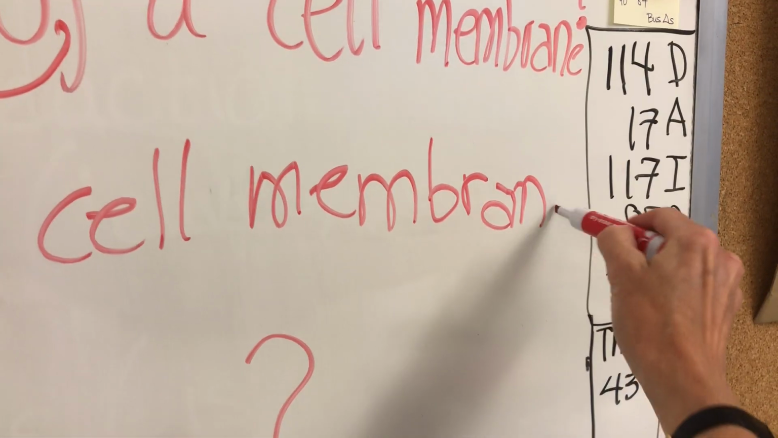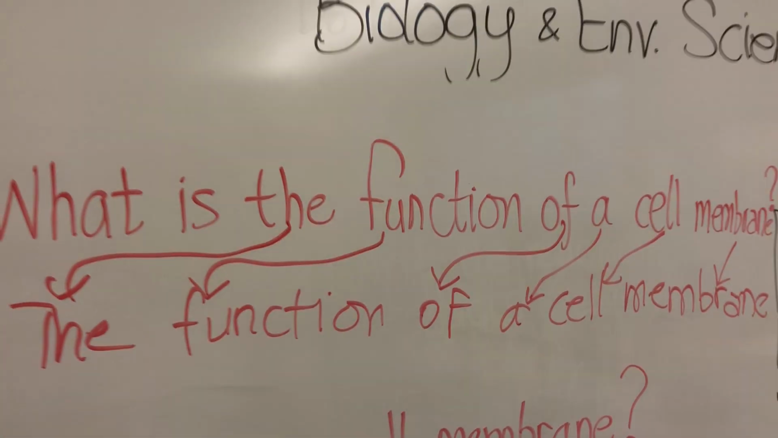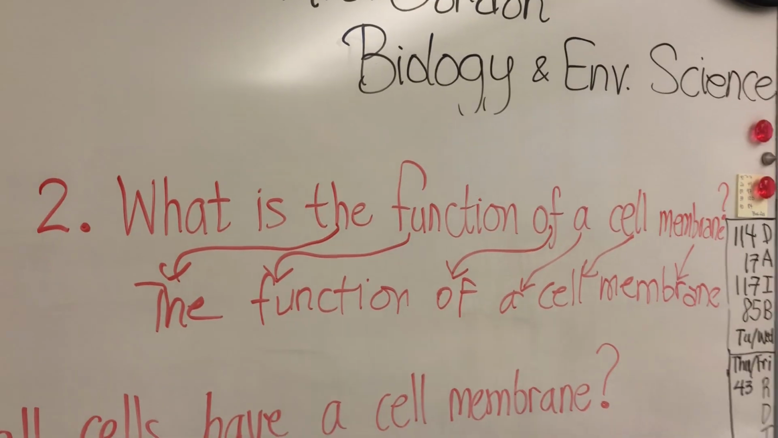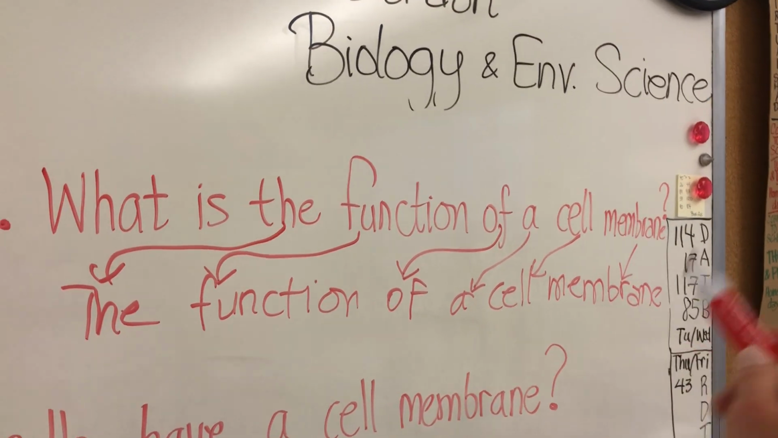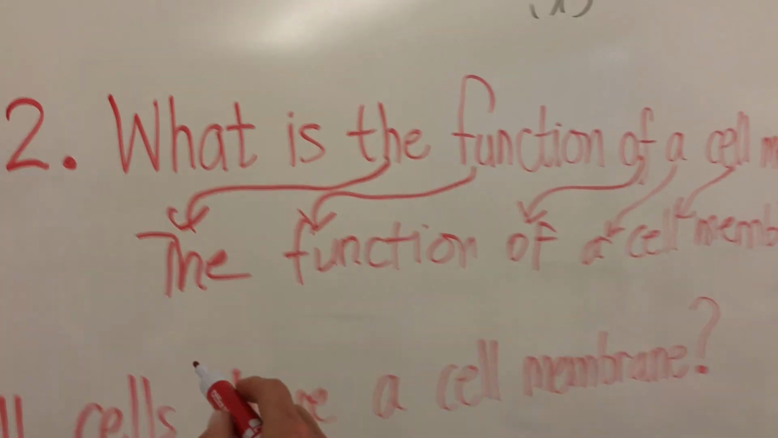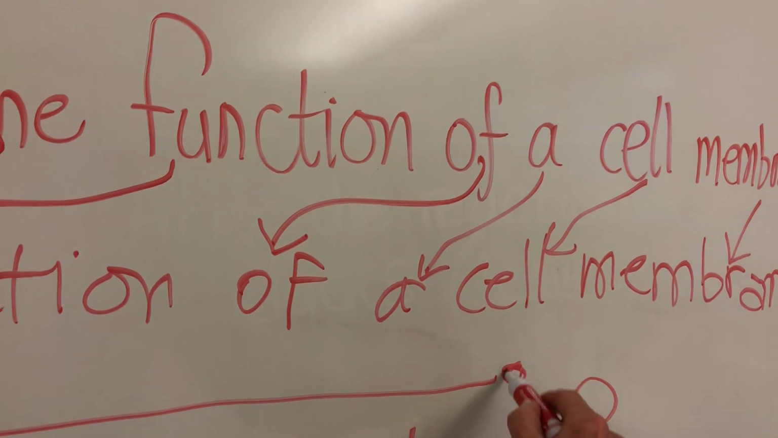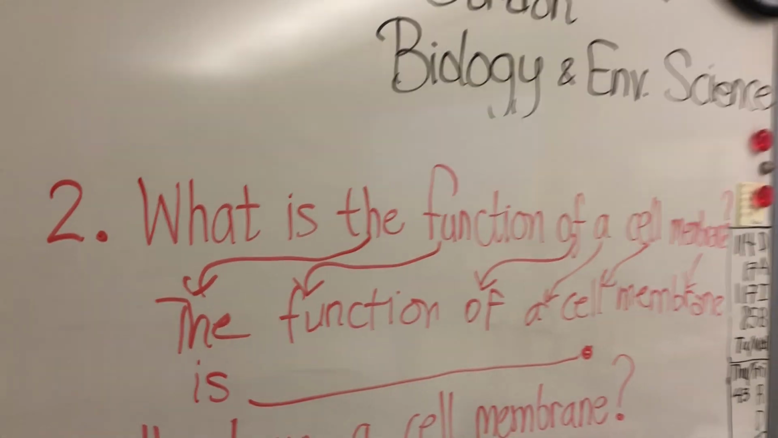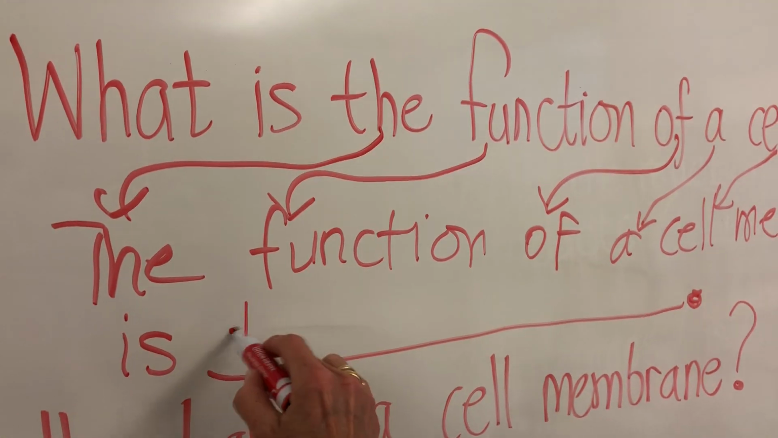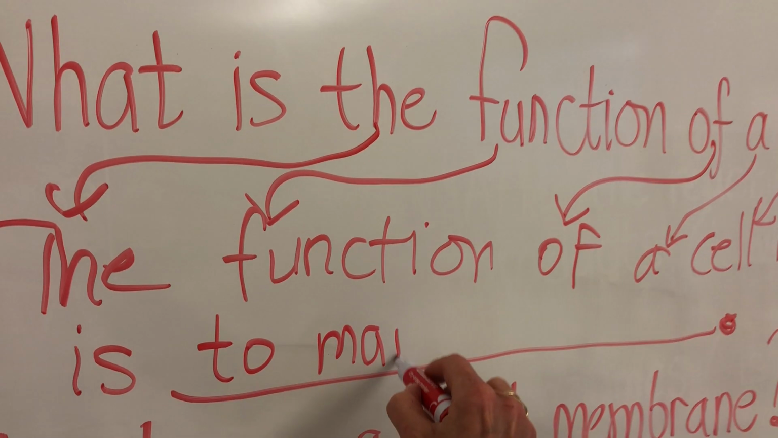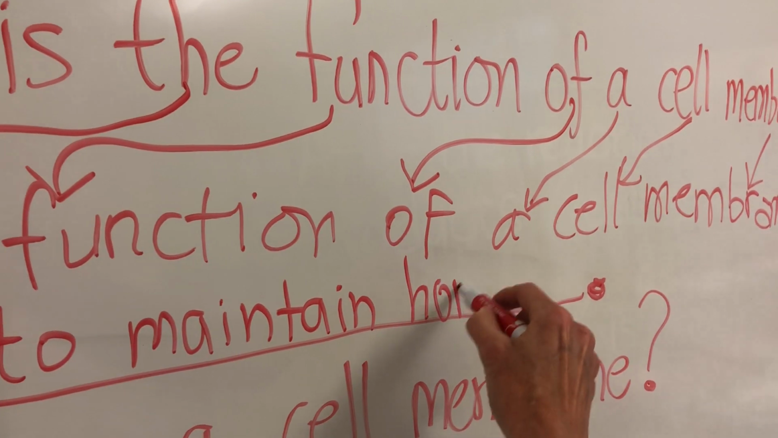Now, there's one more word we can copy. What's the verb in that sentence? Is. So the function of a cell membrane is what? Now you just fill in the answer and put a period. The function of a cell membrane is, you can say, to maintain homeostasis or to control what comes in and out of the cell.